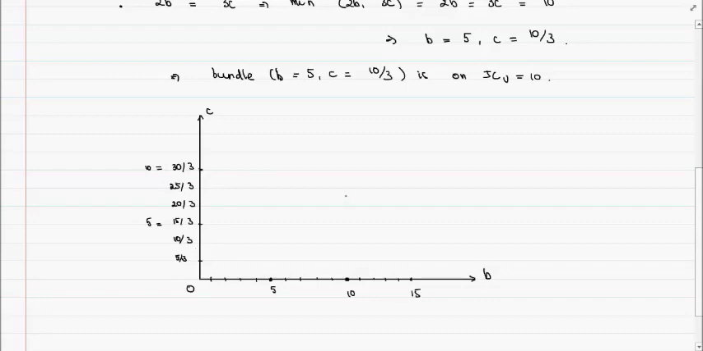Okay, so the first thing is we're going to plot this bundle where B equals 5 and C equals 10/3. So 10/3 is here, and 5 is going to be here. Okay, so that's the first bundle that is lying on an indifference curve.